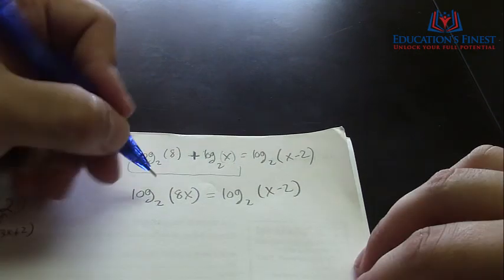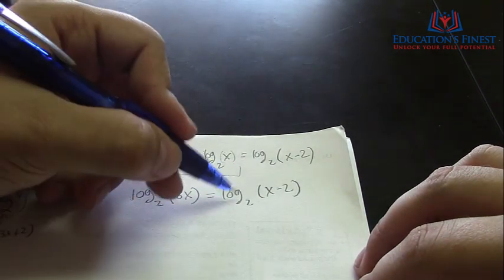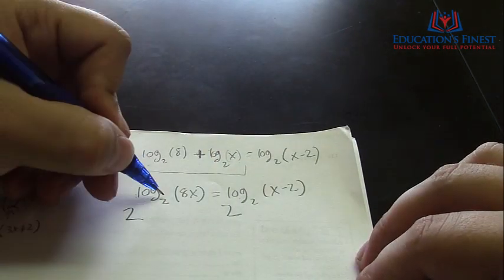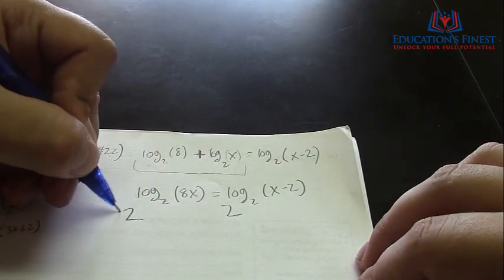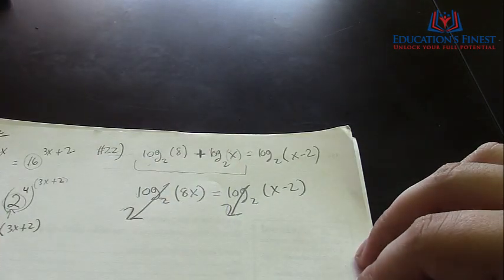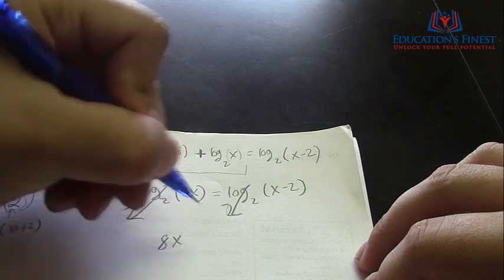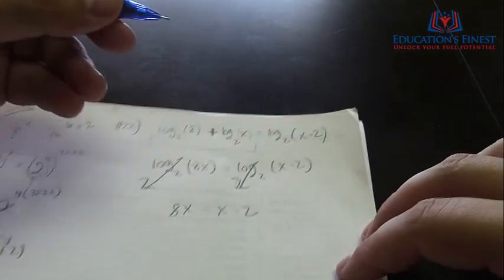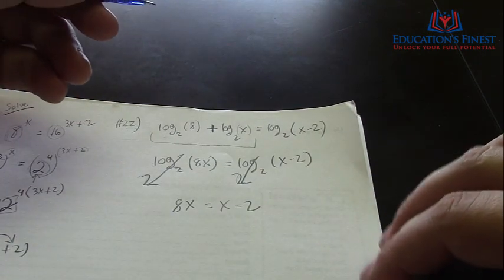And now, since you just have one log on the left, one log on the right, it's very nice because this base here, so this base is a 2, you just put a big 2 there and a big 2 there, and what happens is those cancel out. So you're just going to have 8x equals x minus 2. Just solve for x, and you're good to go.